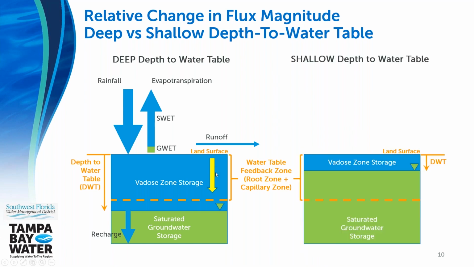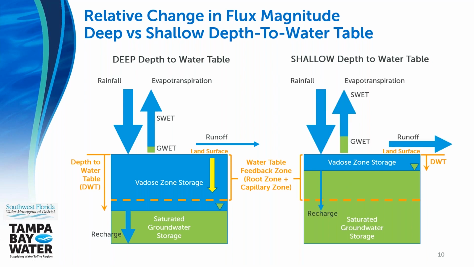We contrast that with a shallow water table case, we see that the water table has now entered the water table feedback zone. And so we're going to see a different partitioning of rainfall. See that evapotranspiration is now larger for the shallow water table case than the deep water table case. And groundwater ET is a larger fraction of the total ET. Runoff is now larger than recharge. All of these partitioning changes have occurred because the water table has moved closer to land surface, increasing soil moisture, causing the partitioning to change.